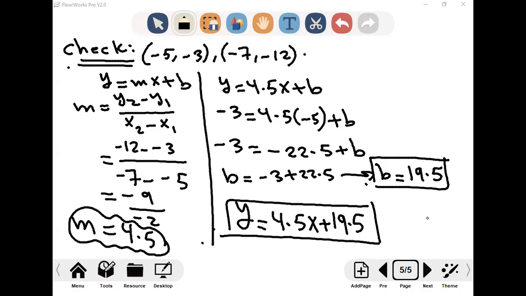Any questions about this idea? Yeah, copy this one.